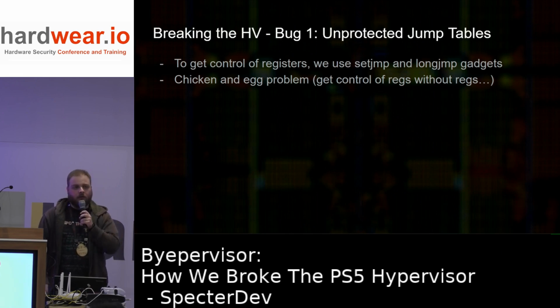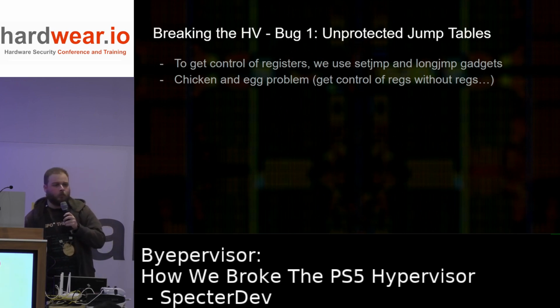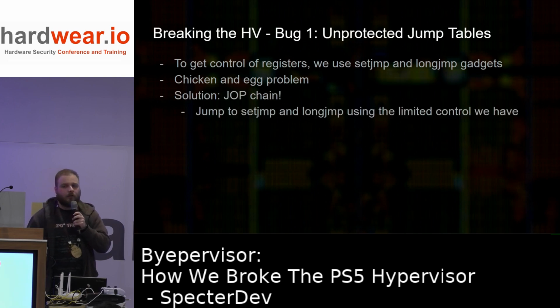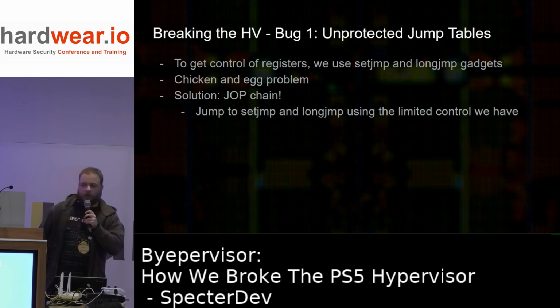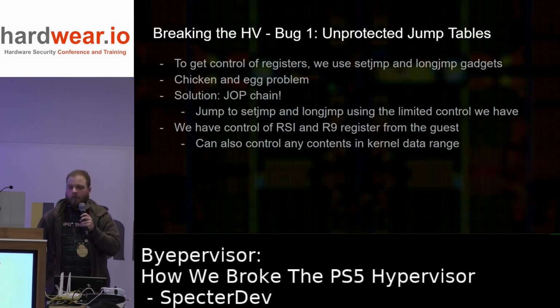So to get control of registers, we use setjmp and longjmp gadgets. But this puts us in a bit of a chicken and egg problem, because you're trying to get control over registers before you have control over any registers. So the solution to that is JOP. We run a jump-oriented programming chain, jump to setjmp and longjmp using the limited control we have, and then we stack pivot.